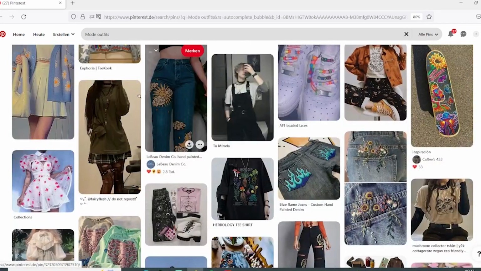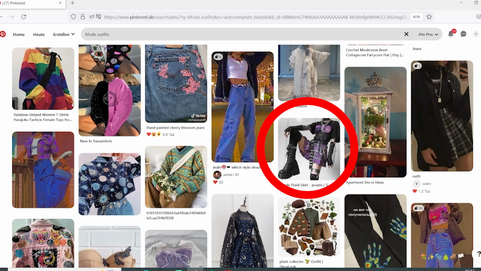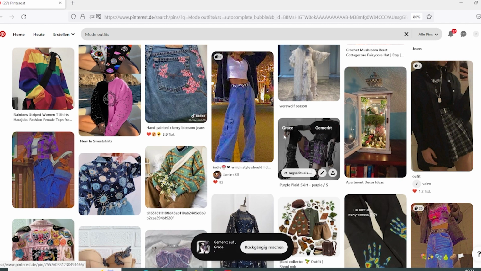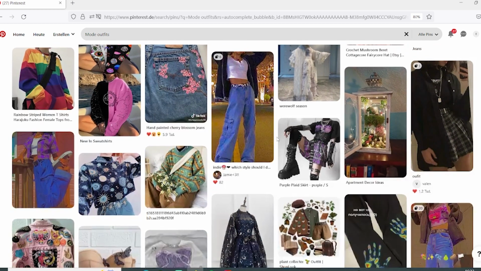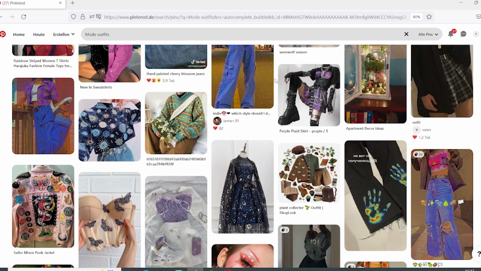All right, let's see what else do we have. This skirt, like that's 100% something Ashley would wear. Here we go, Grace. Oh my god. Well, you know, I guess Ashley just decided that her girlfriend needed to match her aesthetic for today.